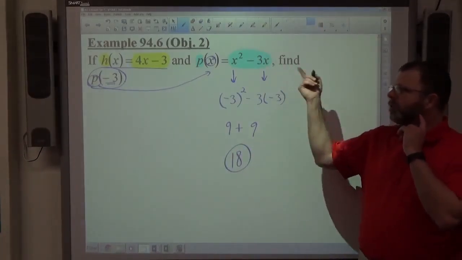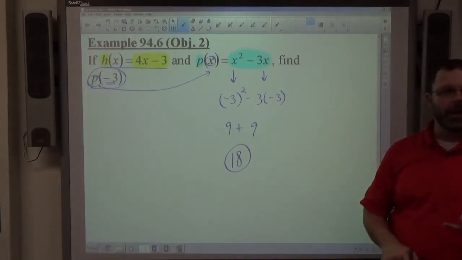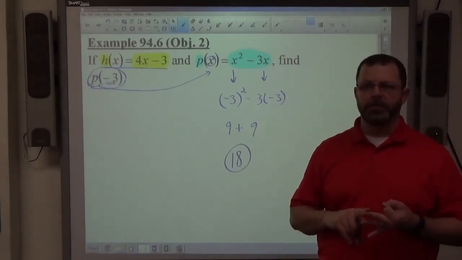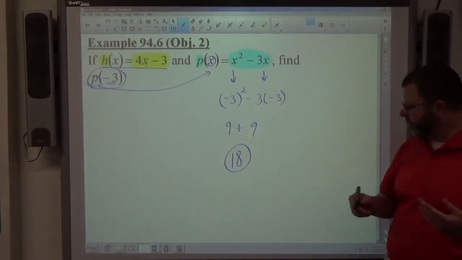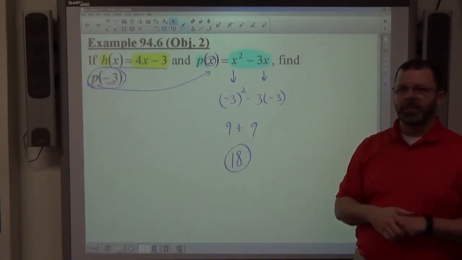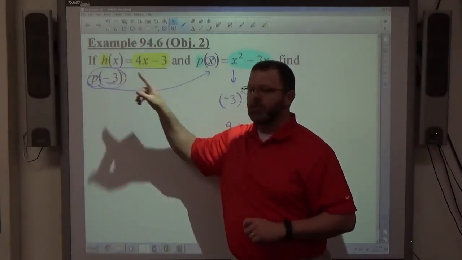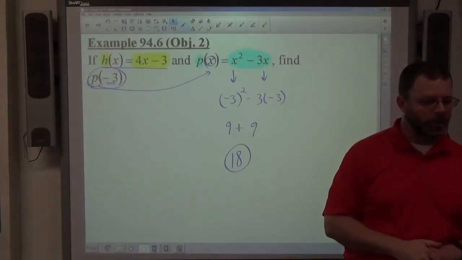The reason they might do a problem like this, where they give you h of x and p of x, is that they might say find p of negative 3, find h of 4, and find p of 5 plus h of 2. So they might do stuff like that. If they name several functions, they're going to be referring to them by name and then telling you what to change x to. Go to the expression, change x to that number, evaluate correctly.